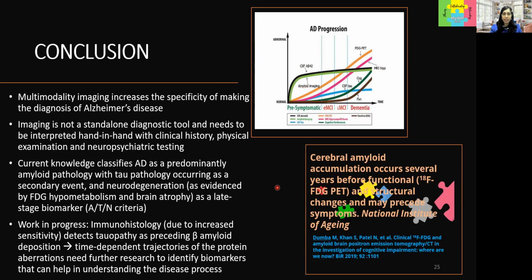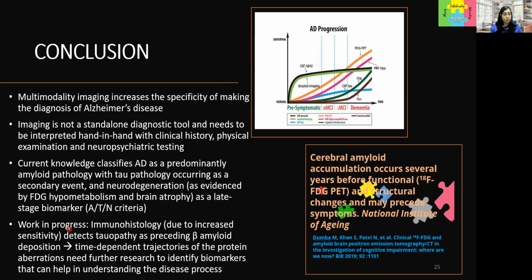Current knowledge classifies AD as a predominantly amyloid pathology with tau pathology occurring as a secondary event, and neurodegeneration, as evidenced by FDG scan hypometabolism and brain atrophy noted on MRI, as a late stage biomarker, as evidenced by the ATN criteria. A stands for amyloid, seen on either CSF biomarkers or amyloid PET scan. T stands for tauopathy, seen on CSF biomarkers or tau radiotracers on PET imaging. And N stands for neurodegeneration, as seen by MRI imaging criteria.